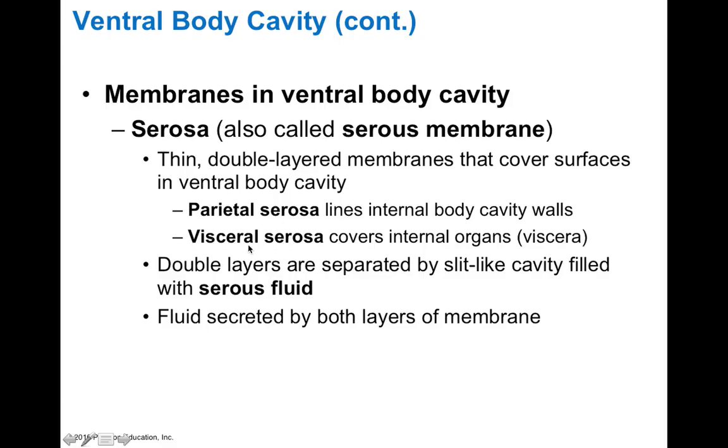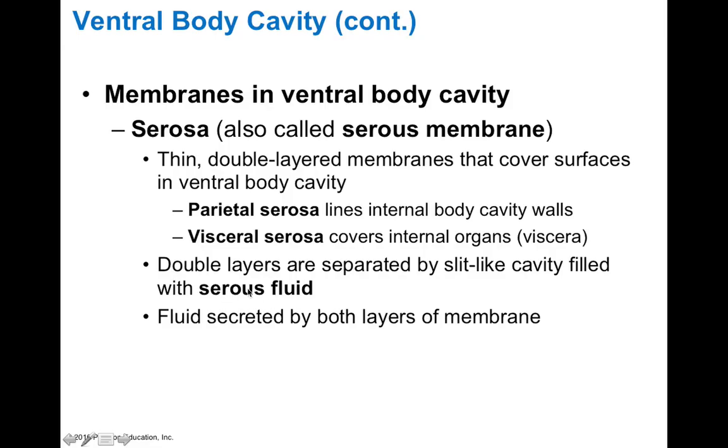Remember, viscera means guts. So the visceral layer of this serous membrane is what directly surrounds the internal organ, or viscera, hence the name visceral serosa. The parietal layer, which is on the outside of the organ, doesn't directly surround the organ, but it does line internal body cavity walls.